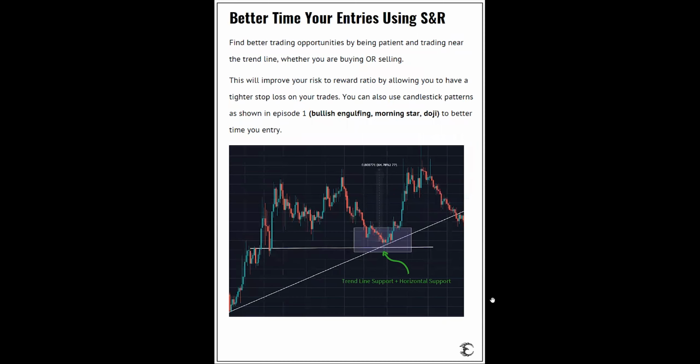You can find better trading opportunities by being patient and trading near the trend line, whether you're buying or selling. This will improve your risk to reward ratio by allowing you to have a tighter stop loss on your trades. You can also use candlestick patterns as shown in episode 1, like your bullish engulfing, your morning star, your dojis, to better time your entry.